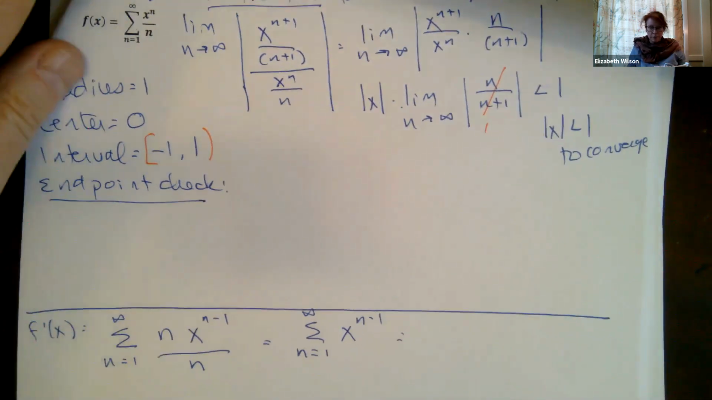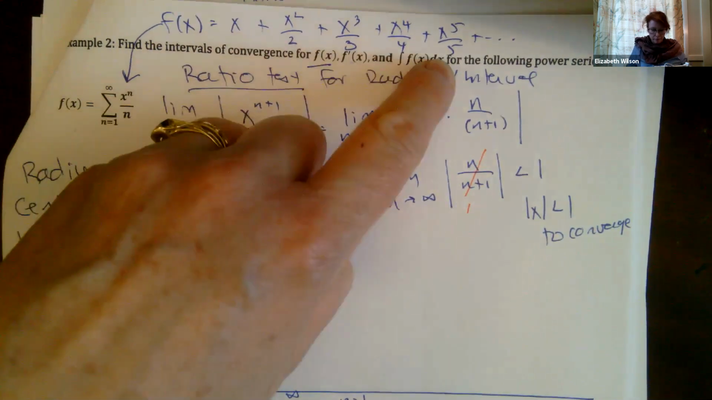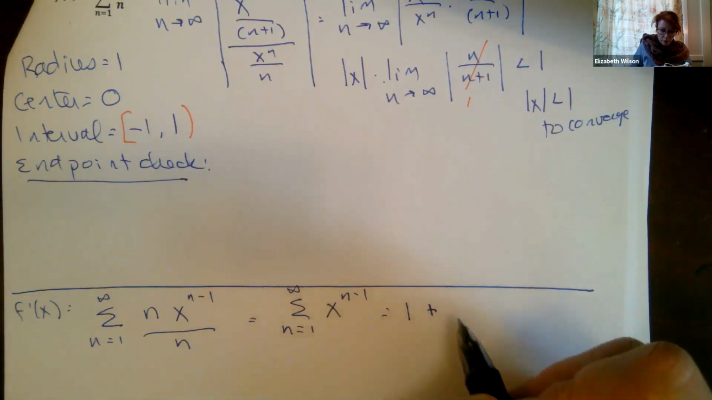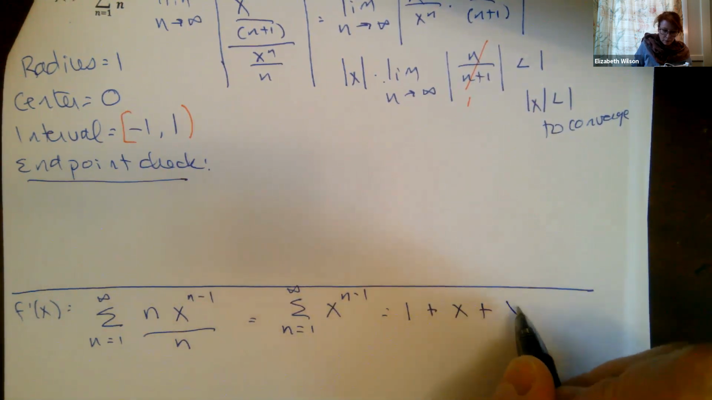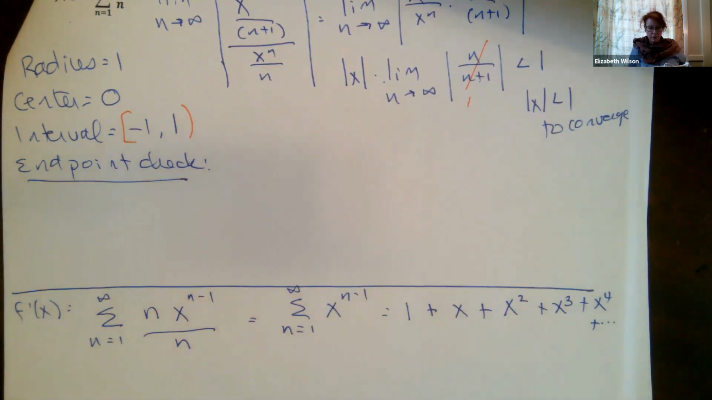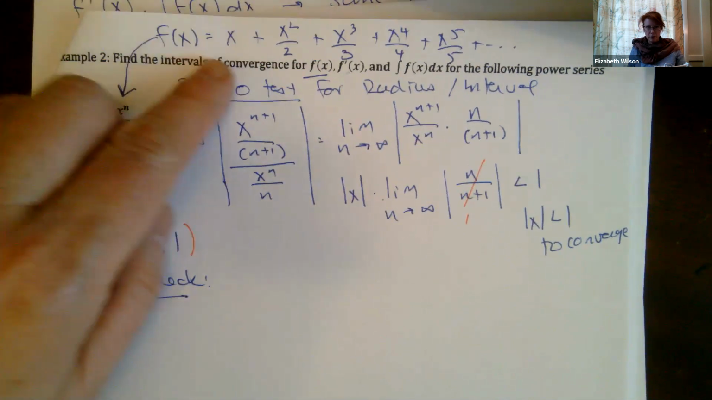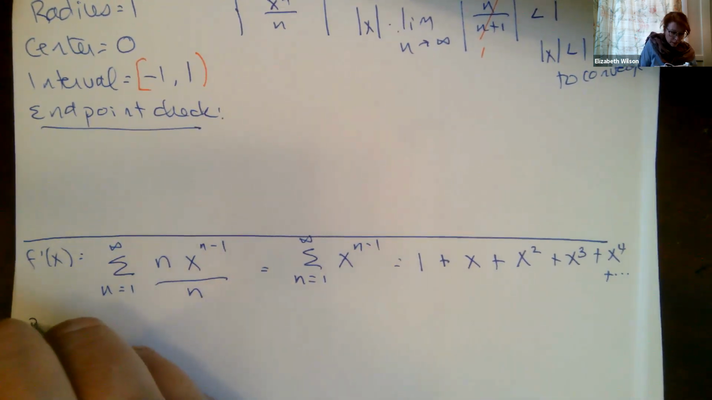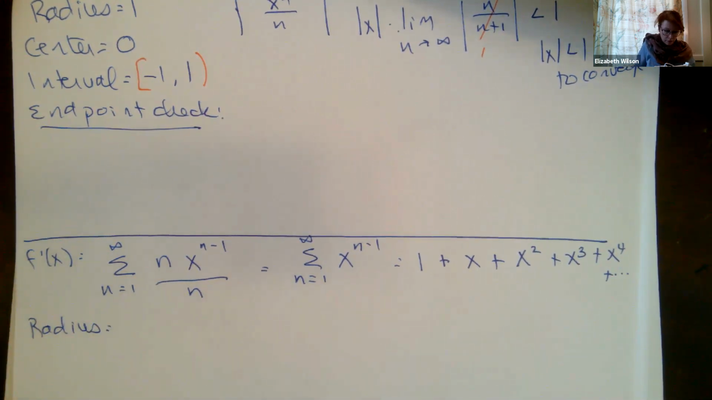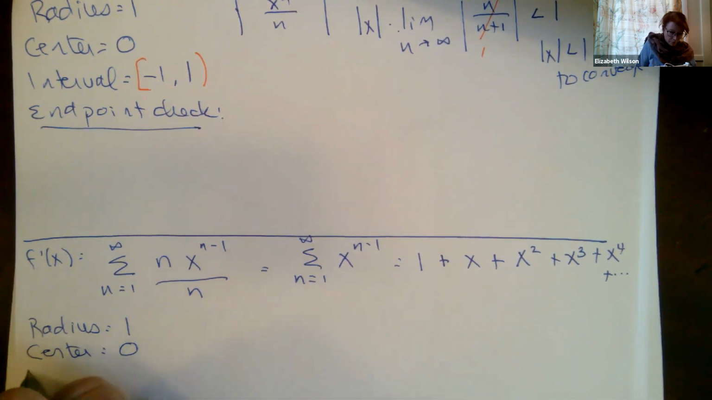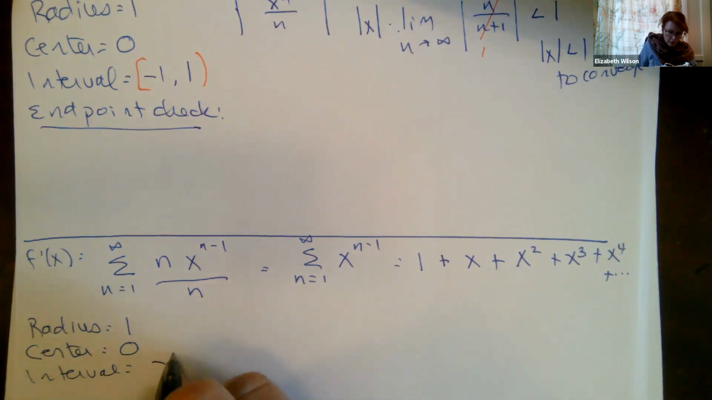Okay, let's just check it. I'm going to take the derivative of all of these terms here. The derivative of x is equal to 1. The derivative of x squared over 2 is x, then x squared, x cubed, and so on and so on. That's what we're seeing here, so it comes out, we did it right. My radius is the same as with my function, which is equal to 1. My center hasn't changed either. I'm still centered at 0.